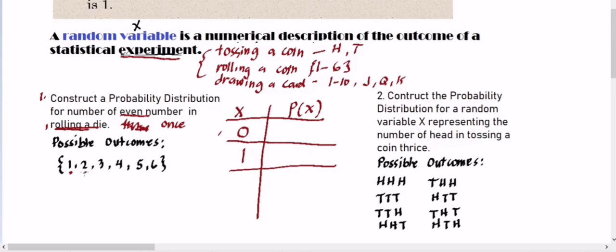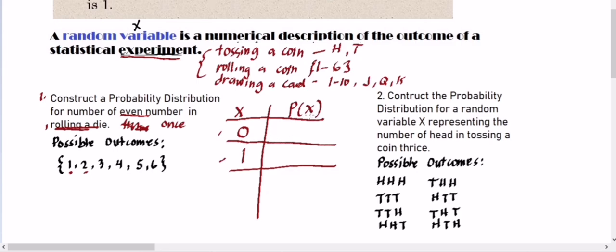Yung 2 ay even number. So, merong 1 even number na lumabas. Pasok yan dito sa 1 even number. Okay? So, kailangan natin malaman kung ilan yung mga 0 even number, tapos ilan yung may 1 even number. So, ilalagay na sa probability yon.